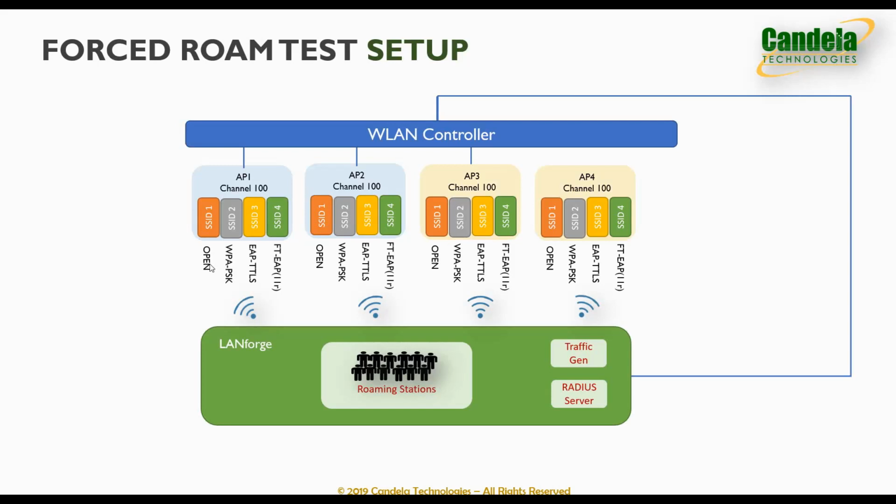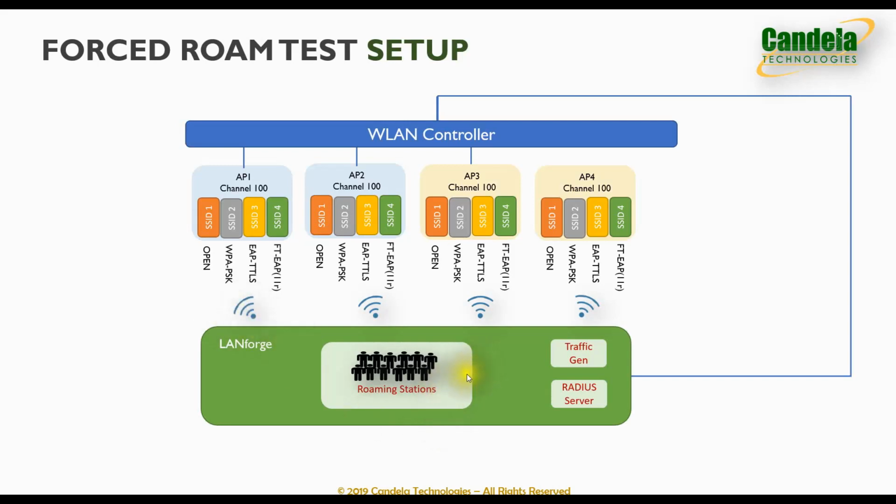So we have the same 4 SSIDs on all 4 access points, and we have a bunch of LANforge stations that are connected to each one of these SSIDs and can roam between these APs. So for example, let's assume we have 16 stations here. I'll have 4 stations on SSID 1 that are roaming between SSID 1 on all 4 APs, and then I'll have 4 stations on SSID 2 that are roaming between the 4 physical access points on SSID 2, and so on. I have a single roaming test where we're executing lots of stations roaming between all 4 SSIDs, and we're going to measure the roaming delay for each individual roam and compare the roaming performance for the different security methods.